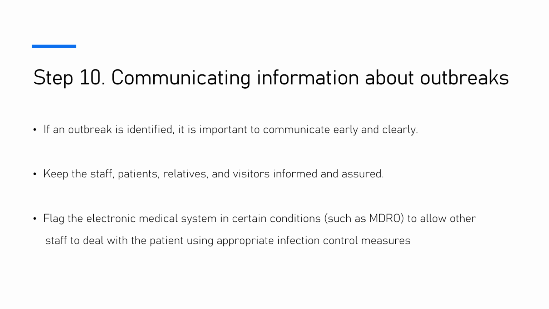The last step is communicating information about outbreaks. When an outbreak has been identified, it's important to communicate early and clearly, and the staff, patients, relatives, and visitors should be informed about the outbreak. Also, you need to flag the electronic medical system in certain conditions, such as an MDRO, to allow other staff to deal with the patient using appropriate infection control measures.